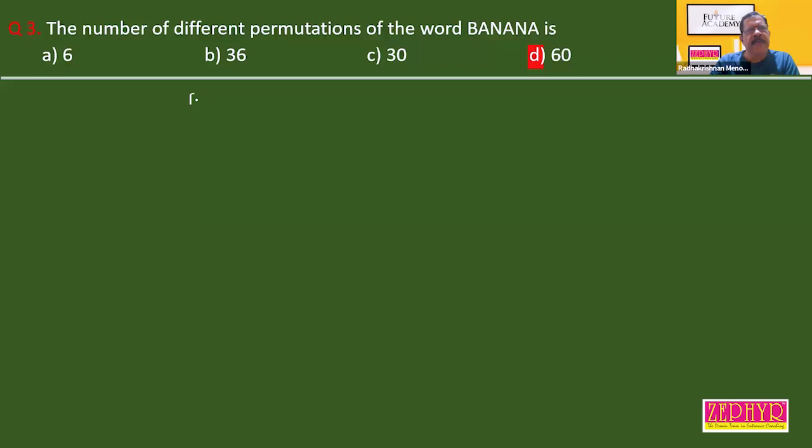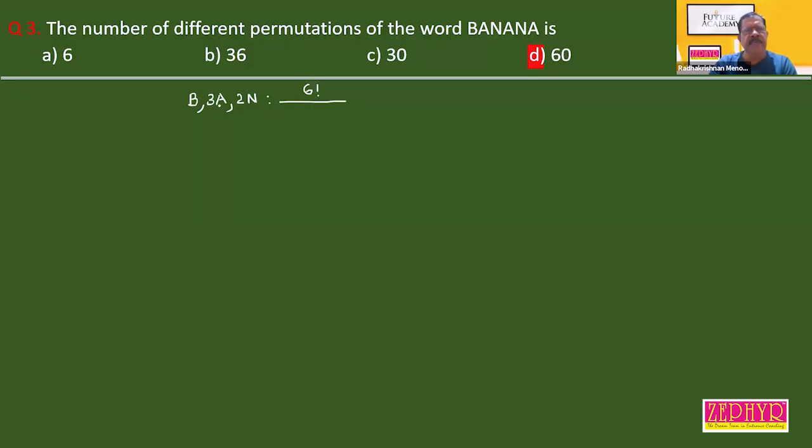There is 1 B, there are 3 A's, there are 2 N. Now, total number of permutations will be, total there are 6 letters. So numerator, you have got 6 factorial. If all are different, total number of different words will be 6 factorial.